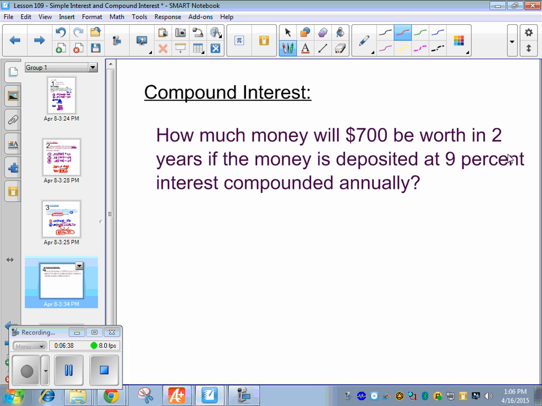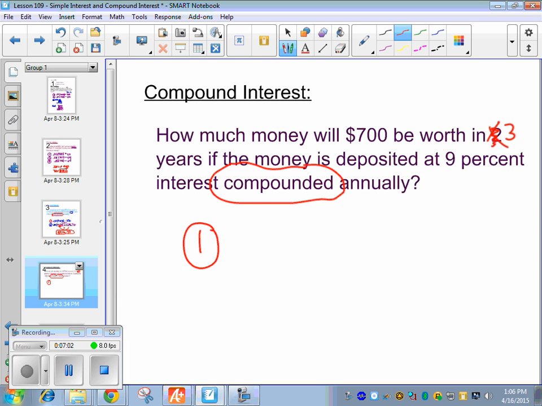Okay, we're going to do one more, but this time we're going to go 3 years. Okay, make sure we can go 3 years. So how much money will $700 be worth in 3 years if the money is deposited at 9% interest compounded annually? So again, we see the word compounded. We have to add in between each year. So year 1.